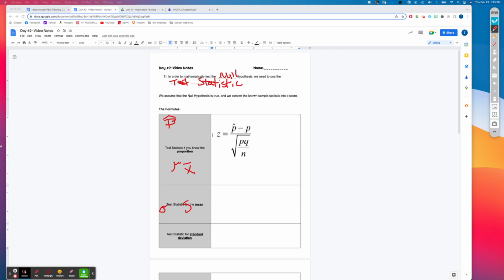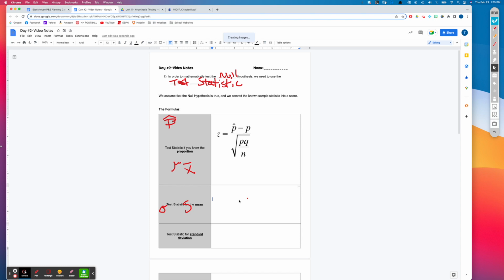Okay, so the next one, there are actually two formulas, and it's based on what is known and what is not. There are going to be some problems where we don't know the standard deviation, or sometimes we will, and we'll talk about these more. So let me drag that one in.